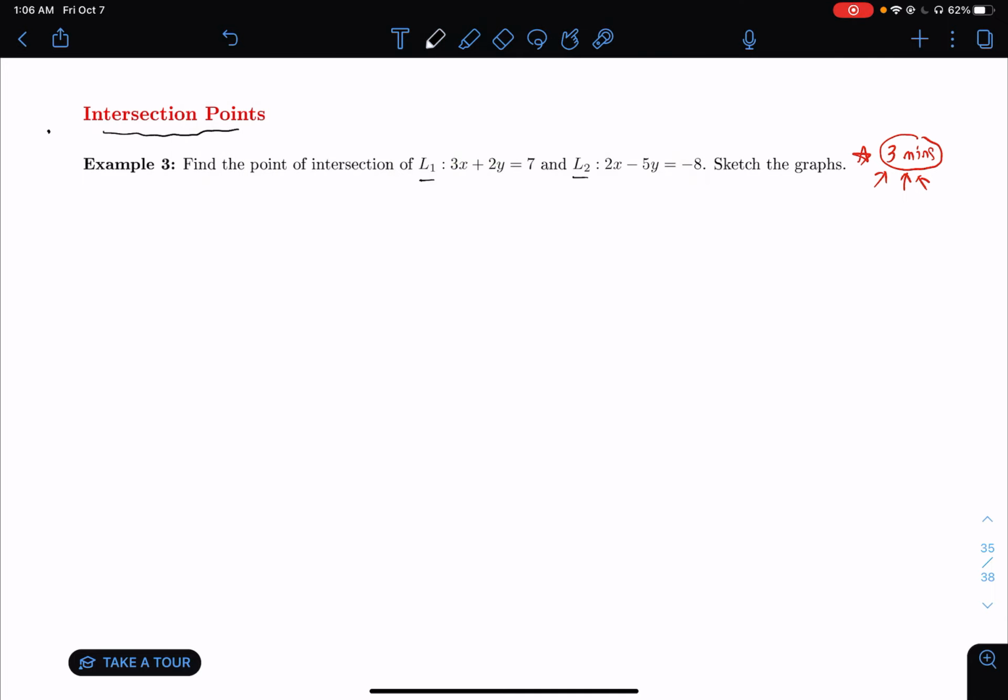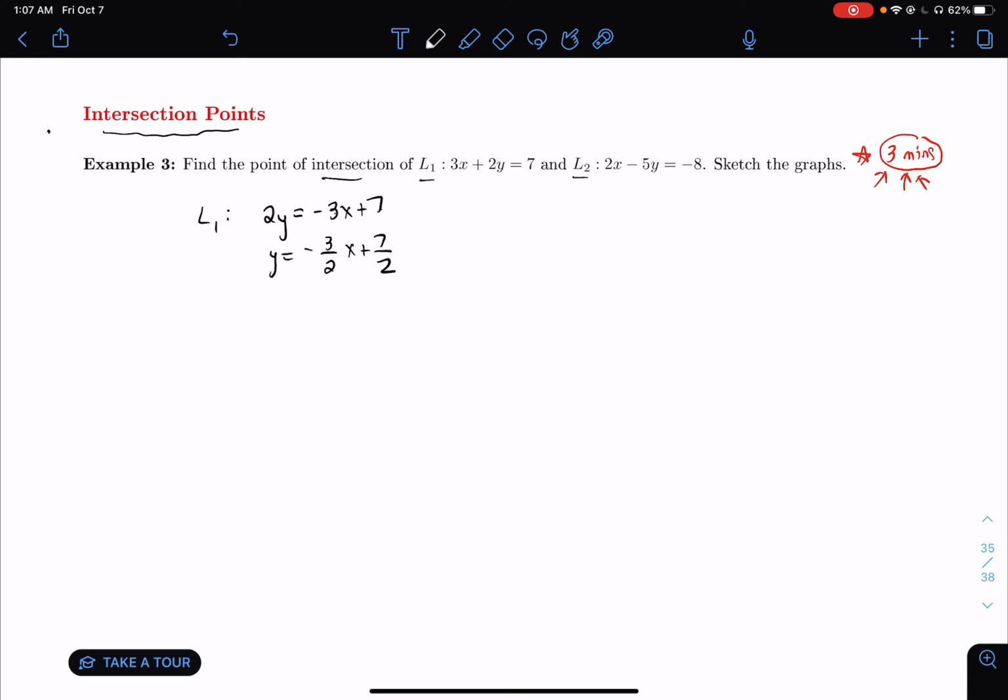So here's what I'm going to do. You might remember that when you find a point of intersection, you set the equations equal. To be able to do that, I need to isolate the same variable in the two equations. So maybe I'll try to isolate y. In the first equation, I'll get 2y by itself, and I'll move over the 3x, so I'll get negative 3x plus 7. And then if I divide by 2, each of these terms gets divided by 2. I'll get y equals negative 3 over 2 times x, plus 7 halves.